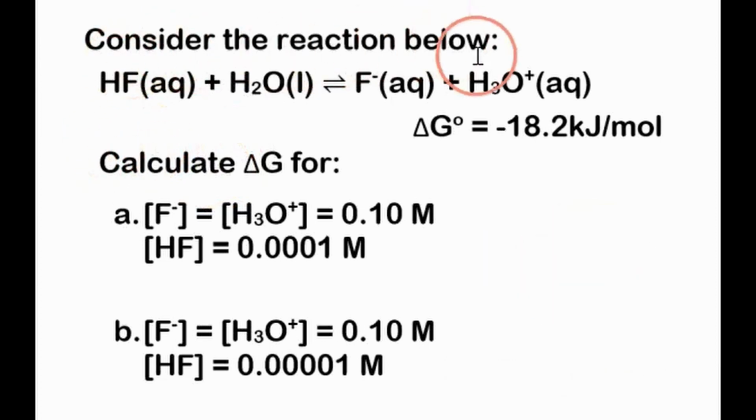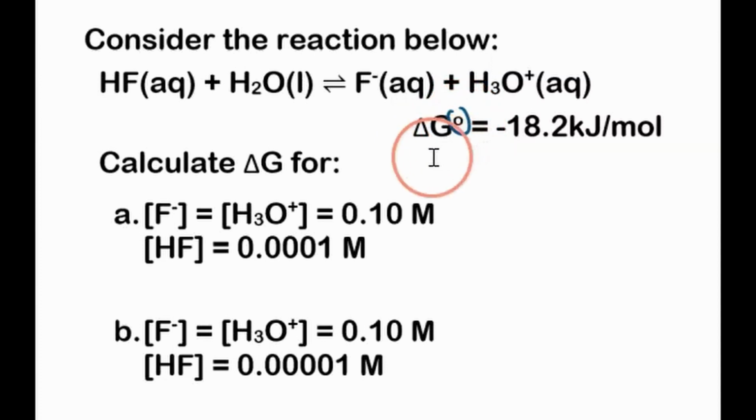Okay, so consider the reaction below, and this is our reaction of hydrofluoric acid plus water, dissociating, and we have a delta G, the change in Gibbs free energy. This is of the reaction. It doesn't say that, but it's of the reaction. It's negative 18.2 kilojoules per mole. And this is the standard Gibbs free energy under 1 bar.